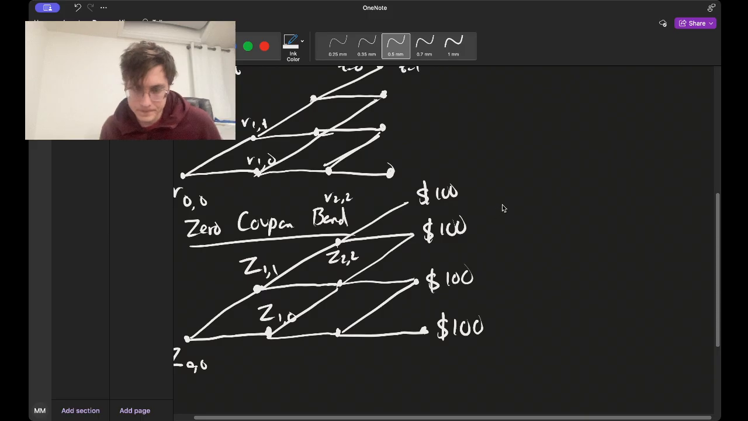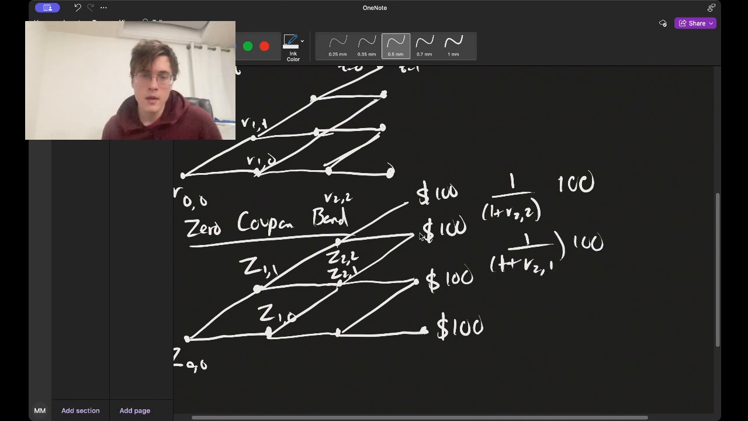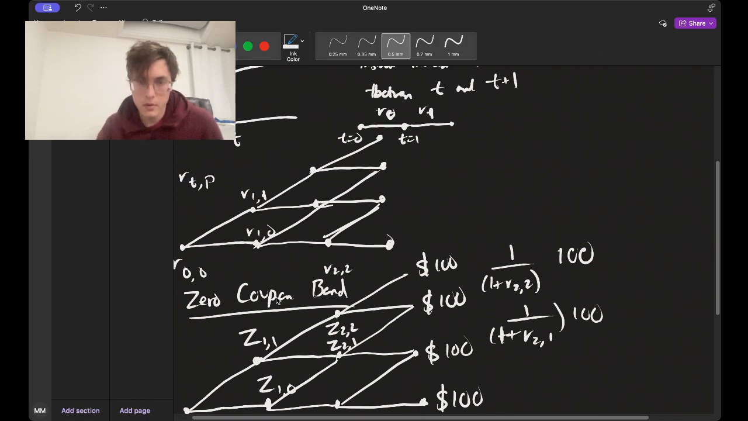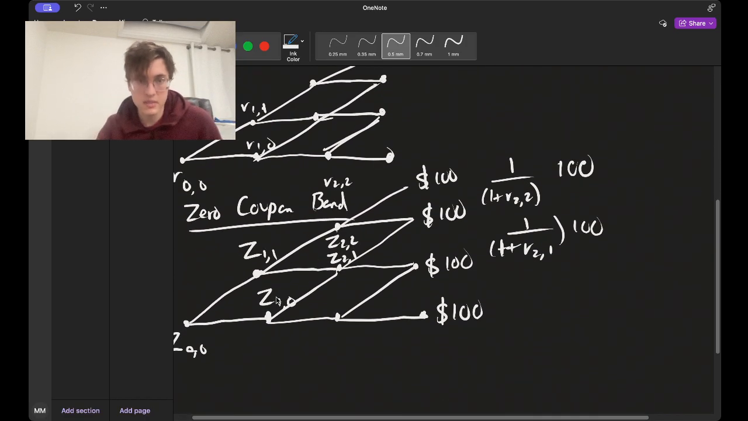And what is the price Z22 of this bond that we know 100% in one time period is going to give us $100? Well, it's going to be just the $100 discounted, right? So $100 divided by 1 plus R22. Okay. So now, what about right here? Z21. The price of this will be $100 divided by 1 plus R21.